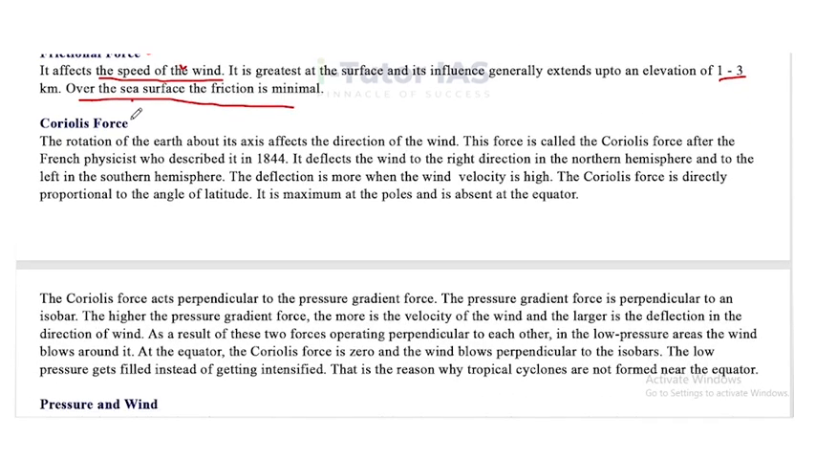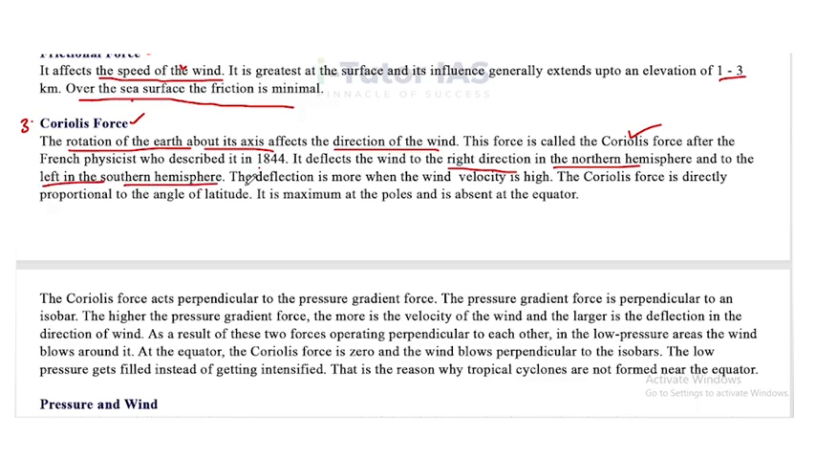Now, Coriolis force. The third one is Coriolis force. The rotation of the earth about its axis affects the direction of wind. This force is called Coriolis force, after the French physicist who described it in 1844. It deflects the wind to the right in the northern hemisphere and to the left in the southern hemisphere.